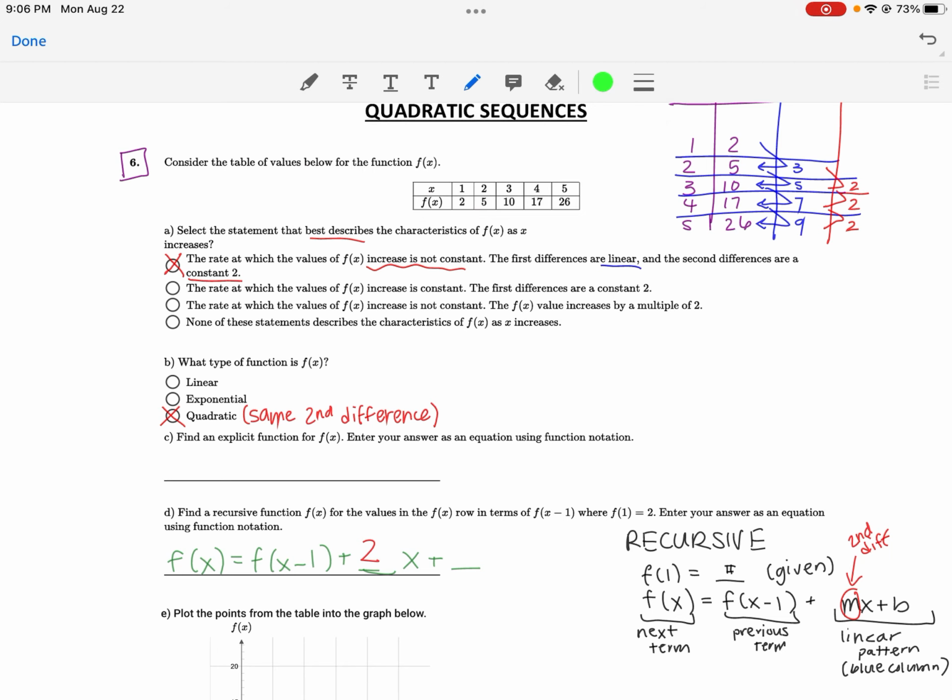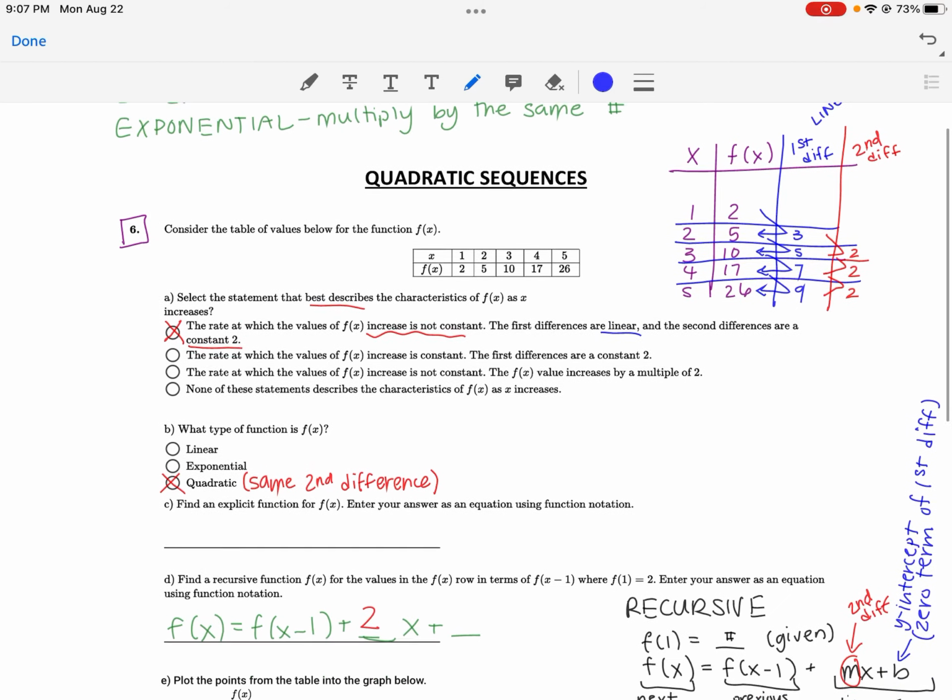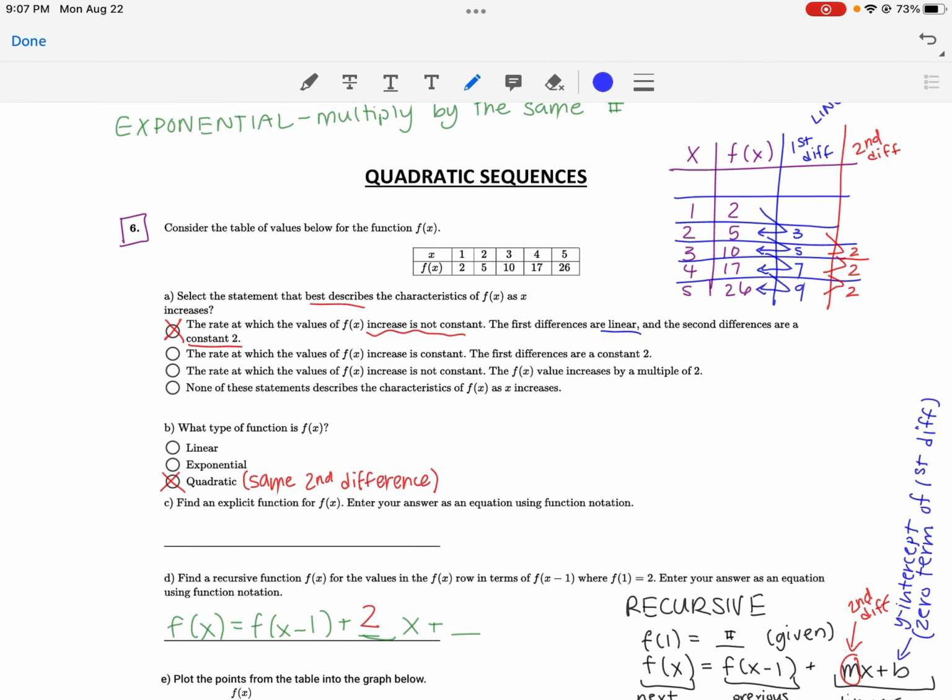Okay, b now is known as your y-intercept, right? So this is like your y-intercept. Which in our case, the y-intercept of the blue column, we can think about it as the 0 term of the first difference. So it's saying, if I keep going back here, I want to do the 0 term. So when x is 0 of that blue column.